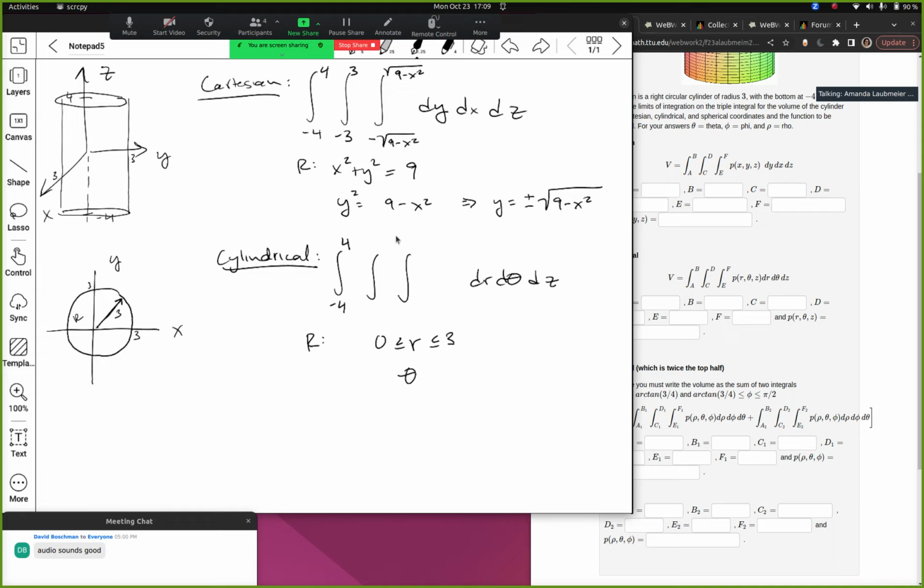And then theta is how far around the x-axis we rotate while still being in our shape. So since we start here along the x-axis, theta equals 0 is where we start. And then we spin all the way around until we reach that x-axis again, which means we've gone a full 2 pi.